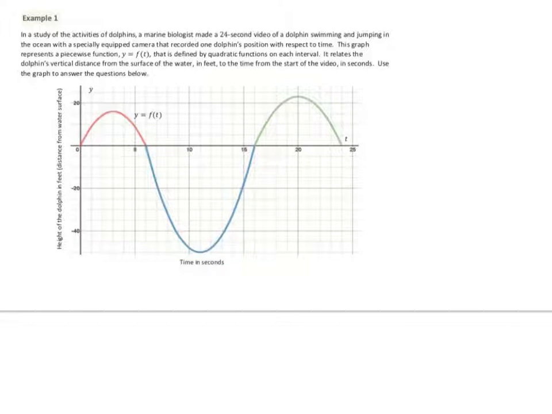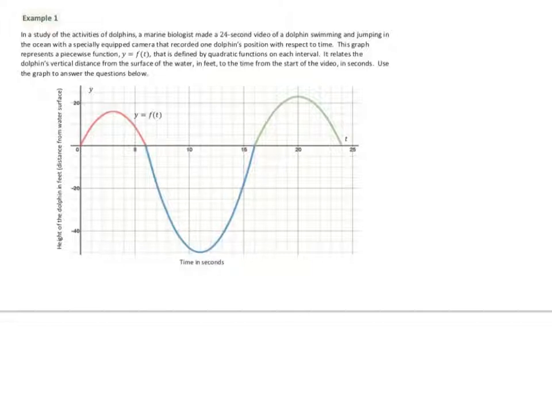Okay, let's look at this. In a study of the activities of dolphins, a marine biologist made a 24-second video of a dolphin swimming and jumping in the ocean with a specially equipped camera that recorded one dolphin's position with respect to time. This graph represents a piecewise function, y equals f of t. So we've got the function, which is f of t, and the graph, which is y equals f of t. It's no big deal. That's just how we as math teachers signify what we're looking at.